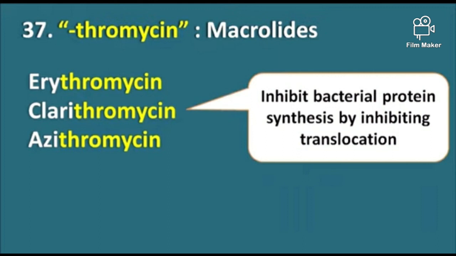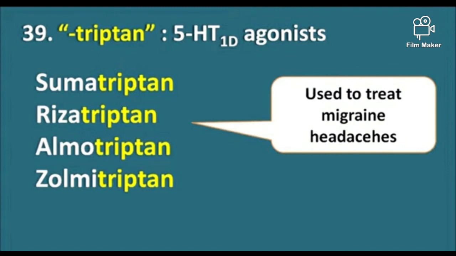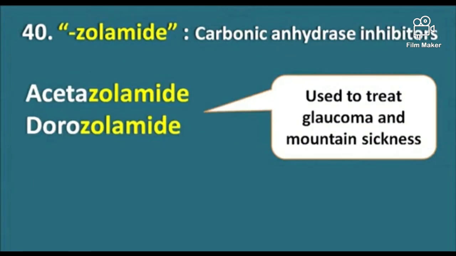Next one, tidine, H2 antagonists: cimetidine, ranitidine, famotidine, nizatidine inhibit histamine mediated gastric acid secretion. Tidines inhibit histamine. And triptans, 5-HT1D agonists: sumatriptan, rizatriptan, almotriptan, zolmitriptan used to treat migraine and headache. Zolamide, carbonic anhydrase inhibitors: acetazolamide and dorzolamide, used to treat glaucoma and mountain sickness.